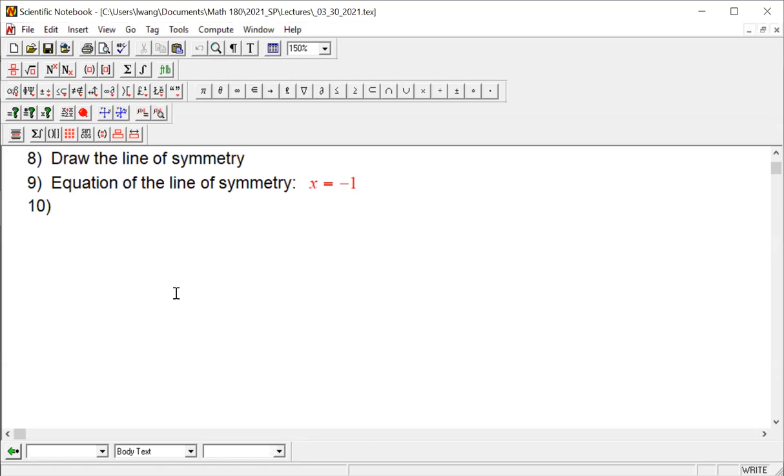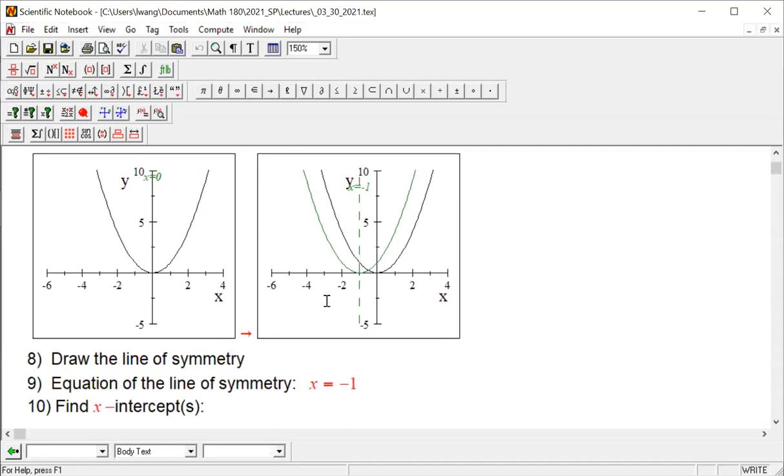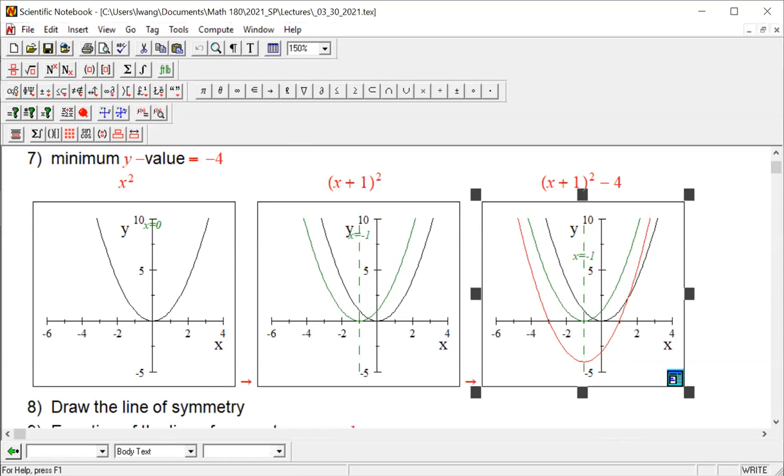Okay, number 10. Find x-intercepts. This time, there might be plural. Why might there be plural? What is the meaning of x-intercept?